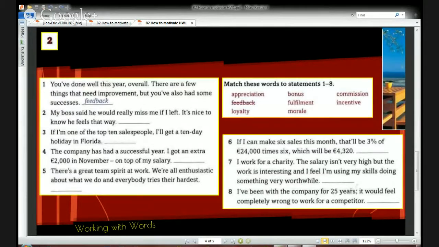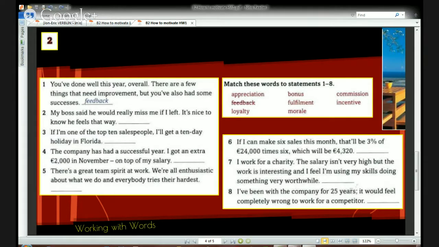Okay, so Jason, did you find it? Yes. What is it? Incentive. Yeah, it's got to be incentive. I was confused at first as well, but it can't be bonus because bonus is money. So a 10-day trip to Florida could be an incentive to be a top salesperson. I agree. It's probably the best fit. Okay, Giuseppe?